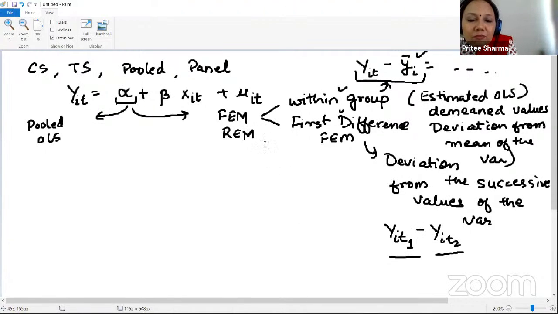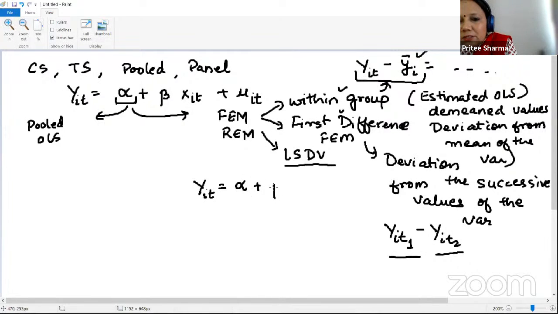Now, one thing that we did not do in detail, which I should have done earlier, is the least square dummy variable method. I did mention it, but I think I did not explain it. Now, in that, what do we do? In the least square dummy variable method, we know that in our equation, Y_it is equal to alpha plus beta 1 x.